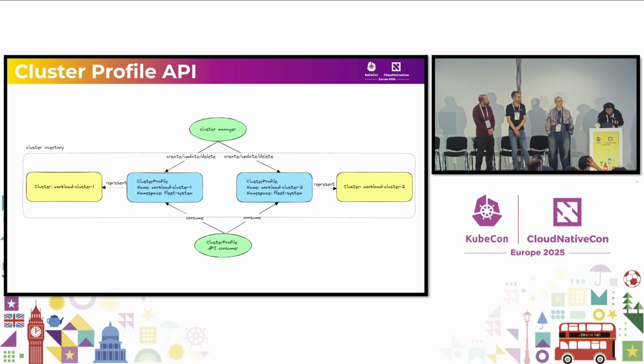Basically, you can see the yellow ones are the real clusters, and the blue ones are the cluster profile that is just representing those clusters. And then you have a cluster manager sitting up top there that says, okay, I know every cluster and what they are doing.